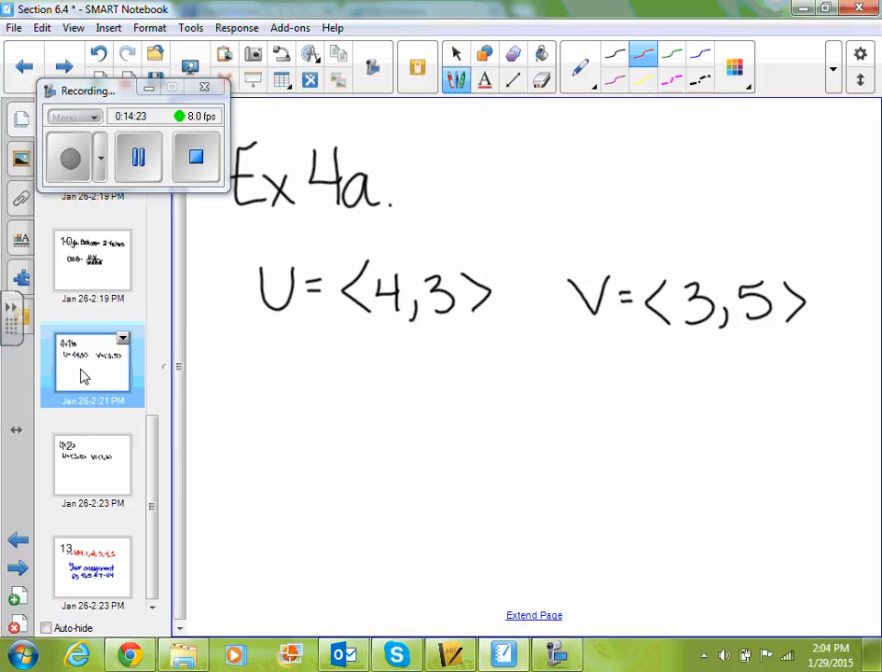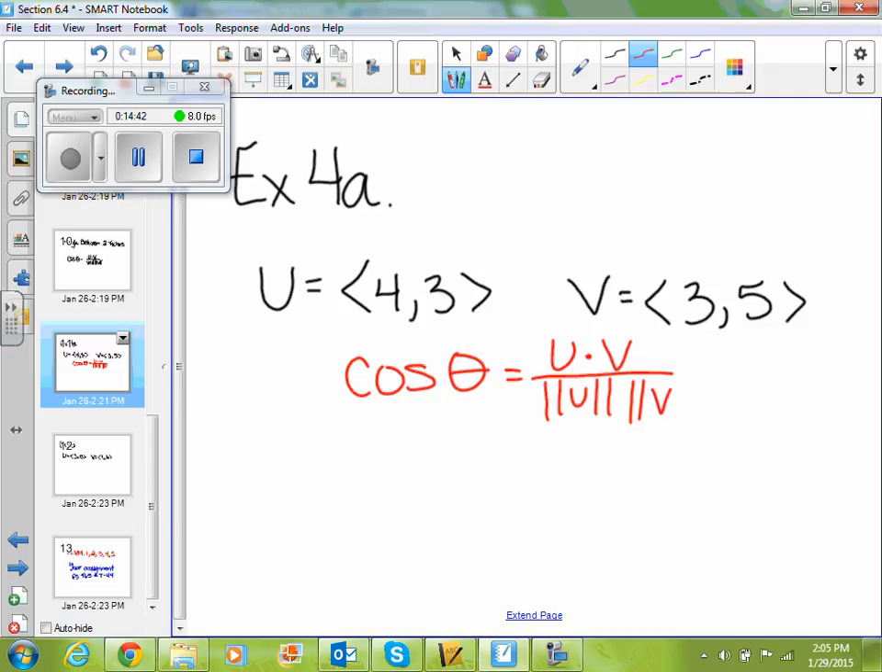So I'm given u and v of (4, 3) and (3, 5), and I want to find the angle between them. My angle between them formula says the cosine of theta equals u dot v divided by the magnitude of u times the magnitude of v.